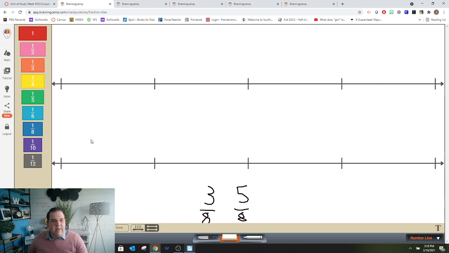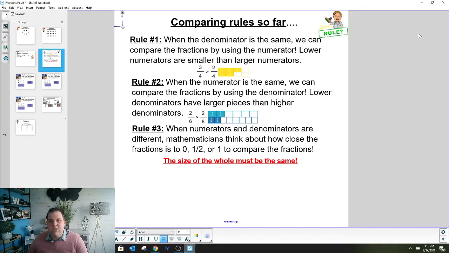All right, let's look. Let's model 3/8 first. I'm going to put 3/8 on the number line here. There's 1, 2, 3. And now we'll do 5/8. 1, 2, 3, 4, 5. And here we can see pretty easily that 5/8 is larger than 3/8. And the reason that is, is because the pieces are the same size. 5/8 just has more pieces. And that goes back to our first rule that we were talking about.